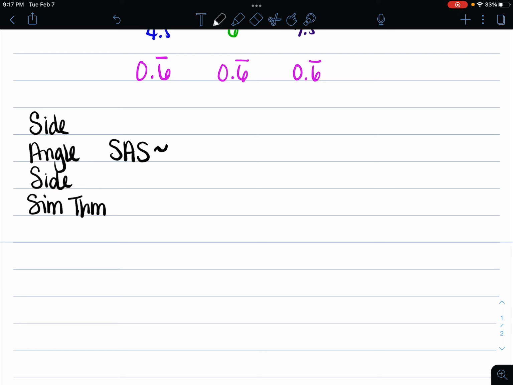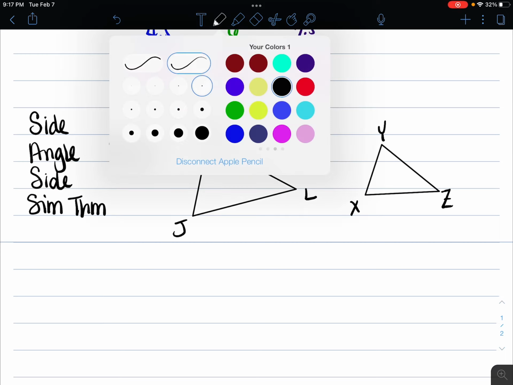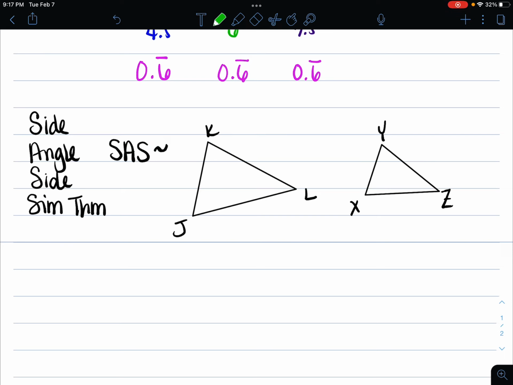Sorry, I'm trying to find another good example here. Let us see. Okay, so this is a pretty simple one. This one's not too yucky. Here we have, let's see, this is triangle JKL. And here we have a smaller triangle. This triangle is XYZ. And please don't ever go off of my drawings and say, oh, they don't look proportional. Listen, I tried. We've had discussions about my drawings.